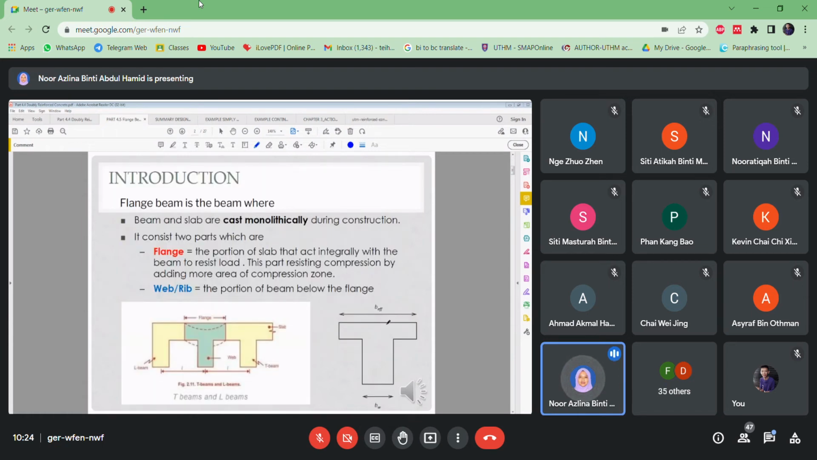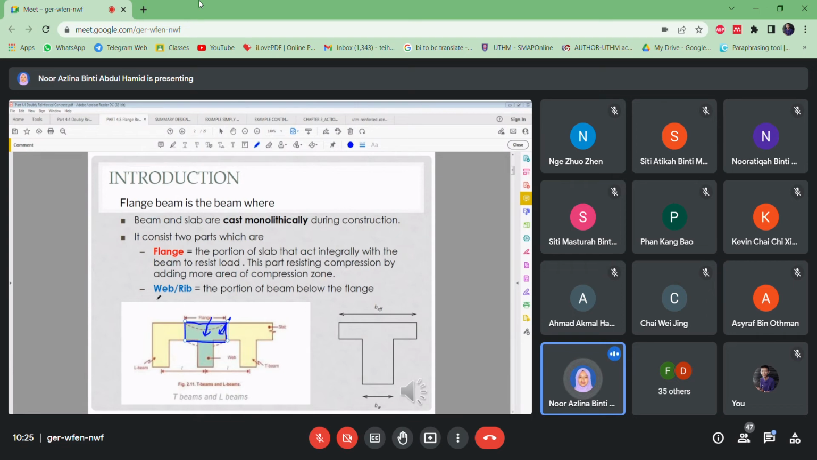Right, so this is the flange here, okay, the flange beam here, which is the top one, we call it as a flange. This is the flange, okay, which is combination of slab and also the beam here. Okay, combination of slab and also the beam. That is the flange, which is a part of the compression area.